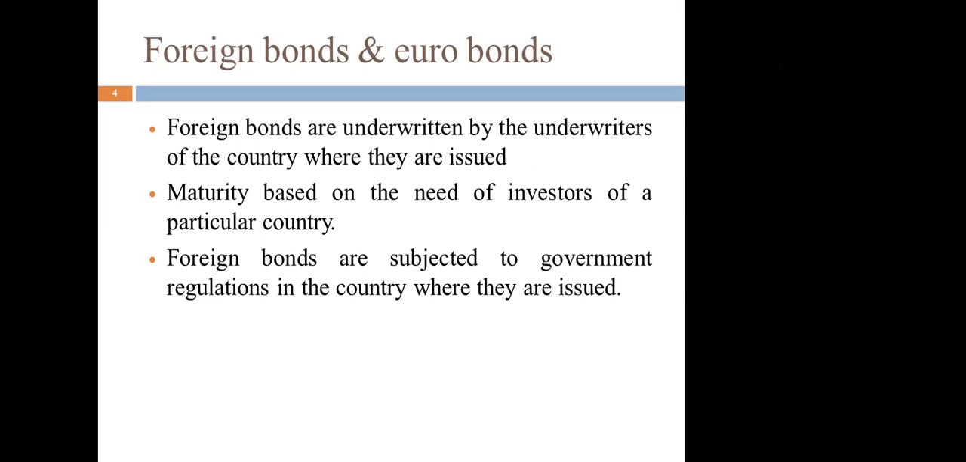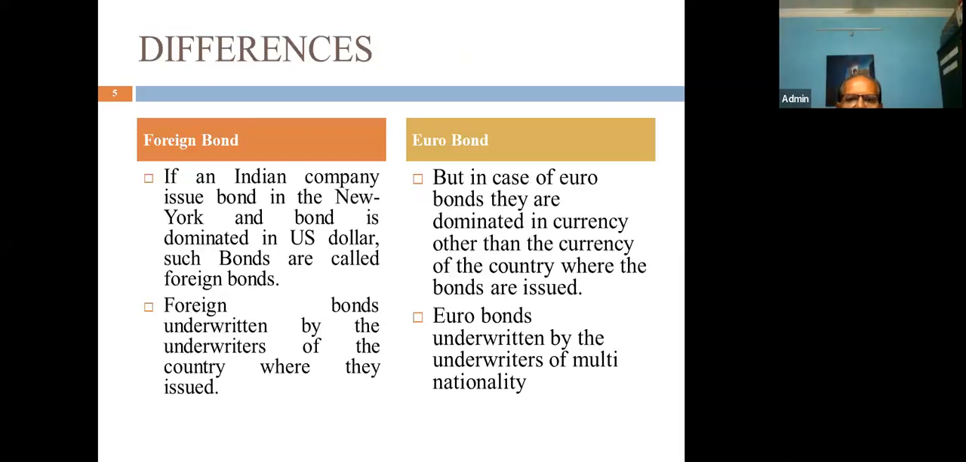Third point? Yes, sir. Now, we will see the difference between foreign bond and euro bond. Look at this slide. Differences between foreign bond and euro bond. Foreign bond: if an Indian company issues a bond in New York and the bond is denominated in US dollar, such bonds are called foreign bonds. So the Indian company is making an issue in New York and the bond is denominated in US dollar. So that bond is called a foreign bond.